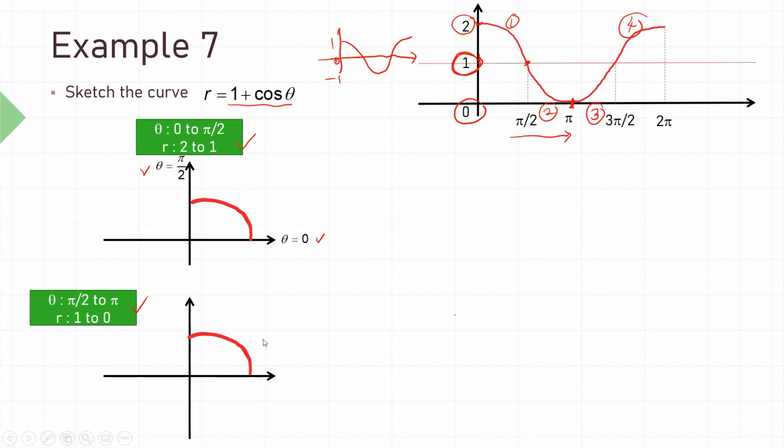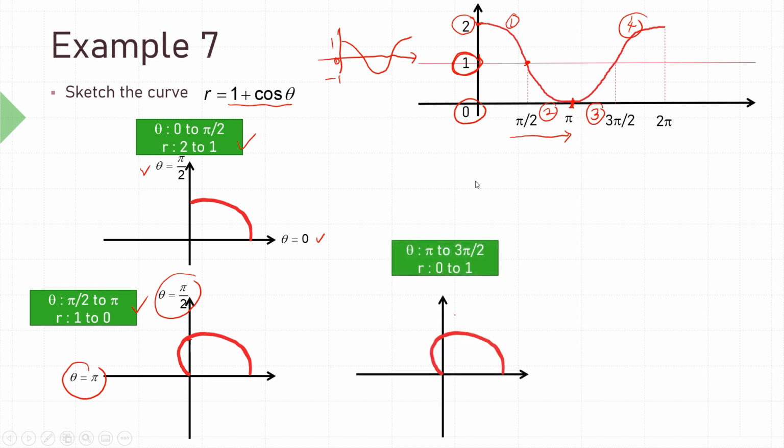So we know that it is pi over 2 over here and pi over here. So we have to start at 1 and end at 0. Where is the 0 for this polar coordinate? Of course 0 is here, the radius is 0, right? So we have to go to the pole. So we will have this curve.